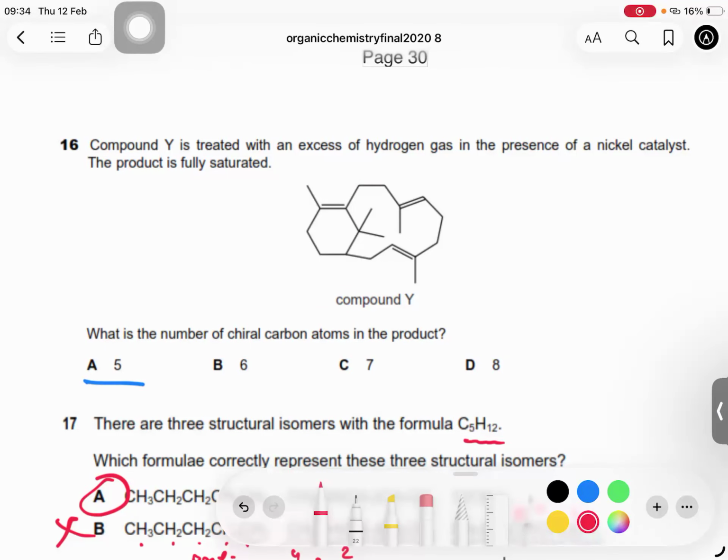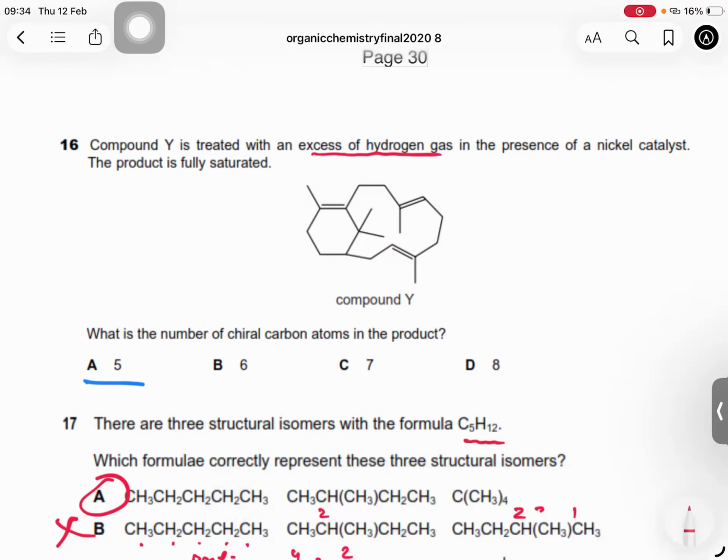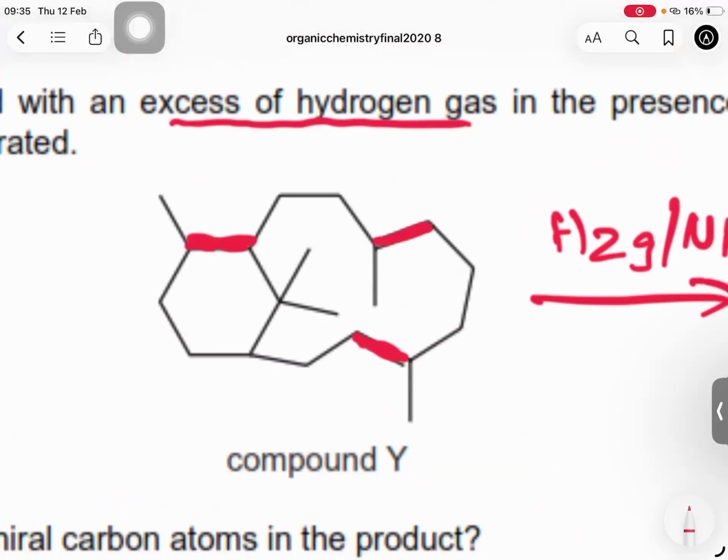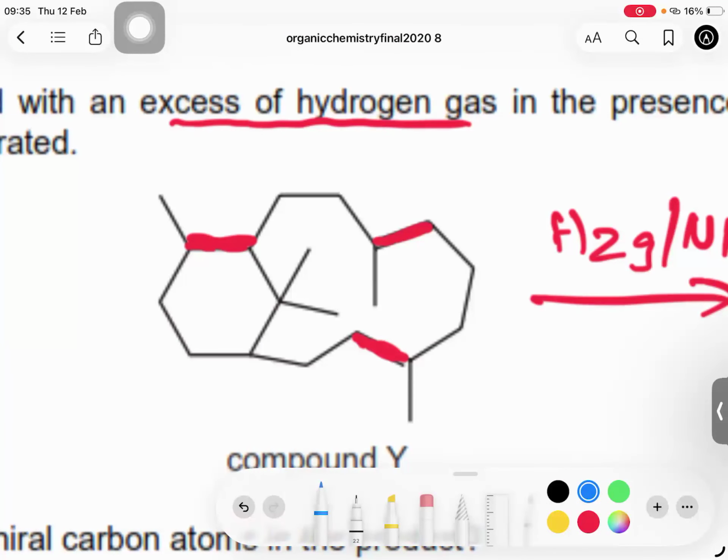A compound Y is treated with excess of hydrogen gas. You know when it is treated with hydrogen gas, what happens? We did this. Hydrogen gas with a nickel catalyst, what is happening? Hydrogenation. So all the double bonds are gone. They turn into what? Single bond. So I'm going to remove these double bonds. Here is the single bond now. Here is the single bond now. Here is the single bond now. Now you have to see and tell me how many optical isomers are there. Oh, sorry, chiral carbons are there.